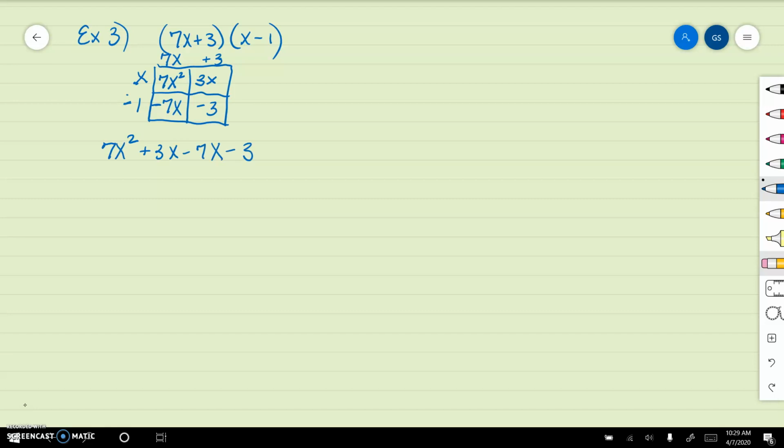Okay, we're going to combine like terms. So the 7x squared comes down. This is 3x minus 7x. So it's taking away more than there are there, so it has to be a negative. 3 minus 7 is negative 4x. Negative 4x and then minus 3. Box it and move on. That was example 3.